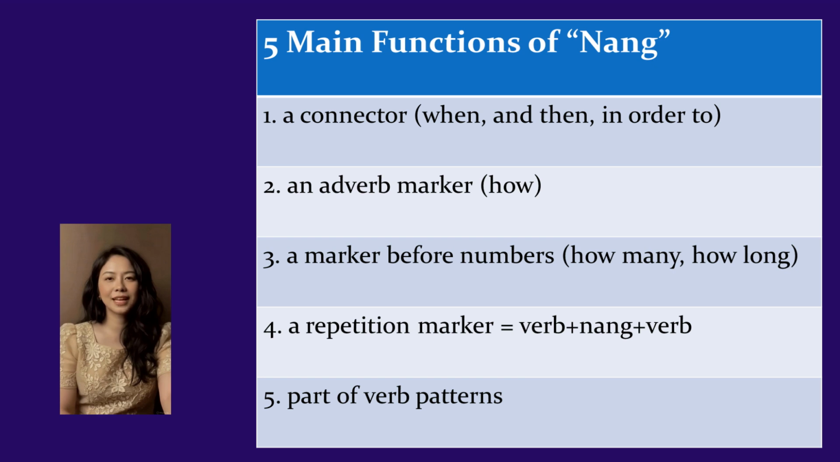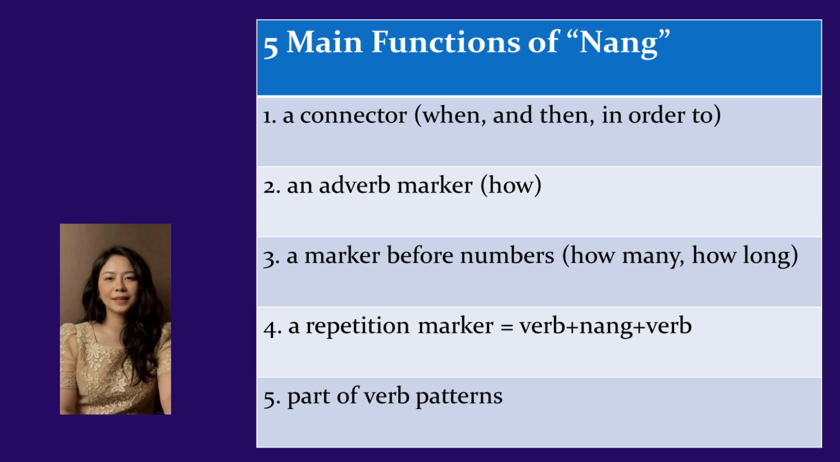Here are the five major functions of nang. Number one, nang is a connector. Nang can connect two actions or clauses. It can mean when, and then, or in order to, depending on the context. Number two, nang as an adverb marker. Nang can introduce a word that describes how an action is done.